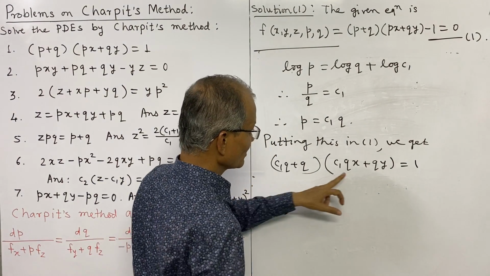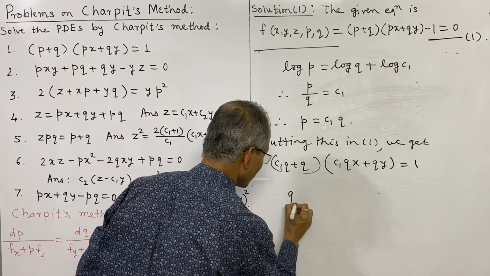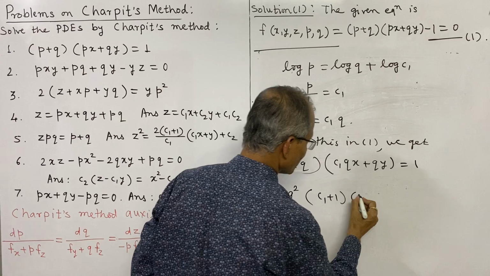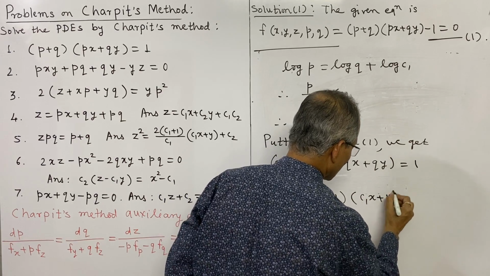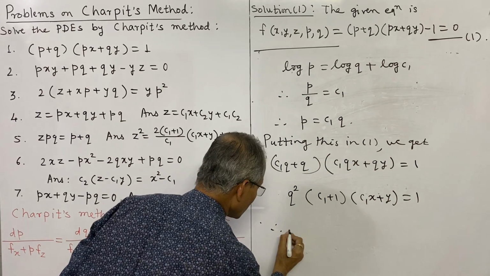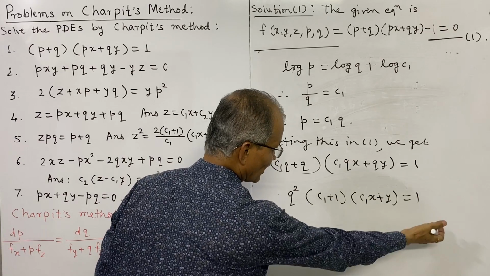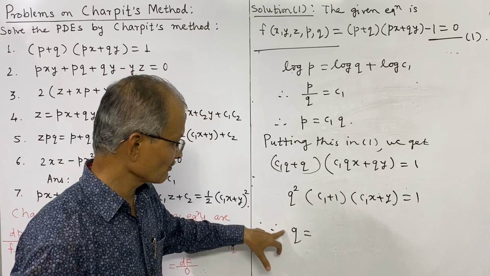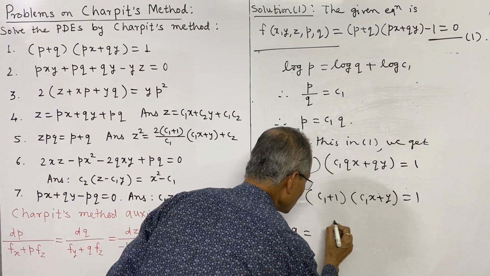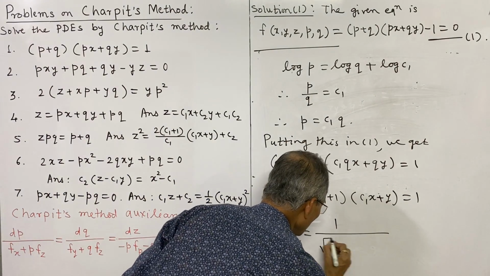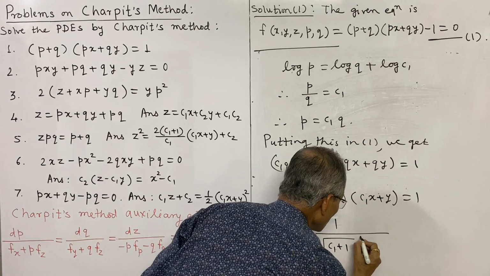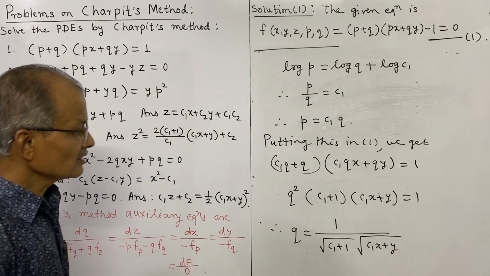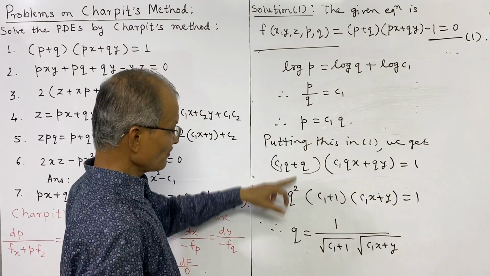Q is common. Here also q is common. That becomes q square. And in bracket it is c1 plus 1, and here it is c1x plus y is equal to 1. Or thus the value of q will be shifted to the right side. These two terms will be at the denominator, and then take the square root to get the value of q. So it is 1 upon root of c1 plus 1 into root of c1x plus y. This is the value of q, and thus we have obtained p and q.